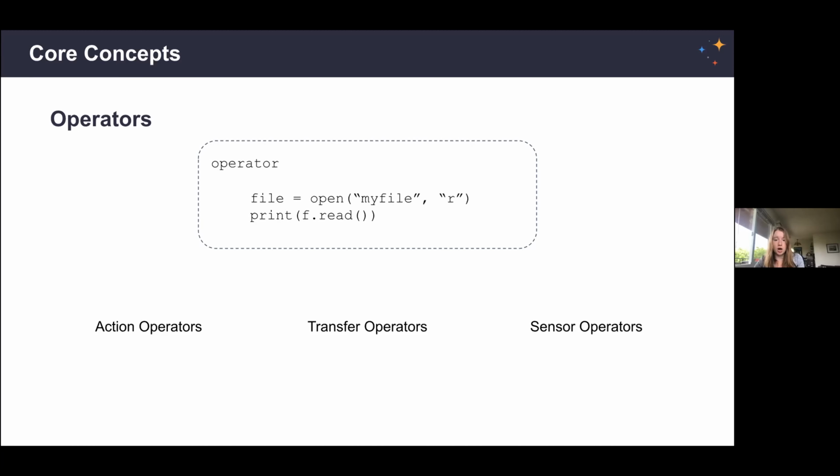There are also transfer operators. Those are going to move data from one place to another. So you might have an S3 to Snowflake transfer operator. Again, that's going to be an operator that's fully built out to make that transfer automatically, and you just input some configuration as opposed to you having to write all the Python code to do that.